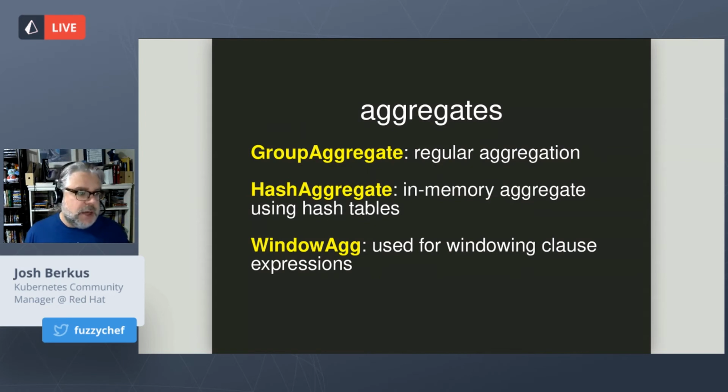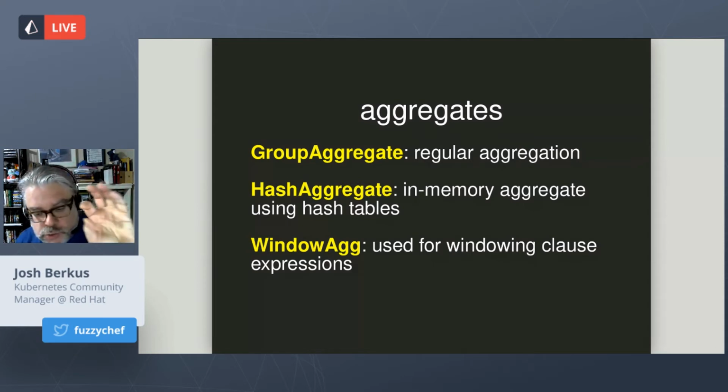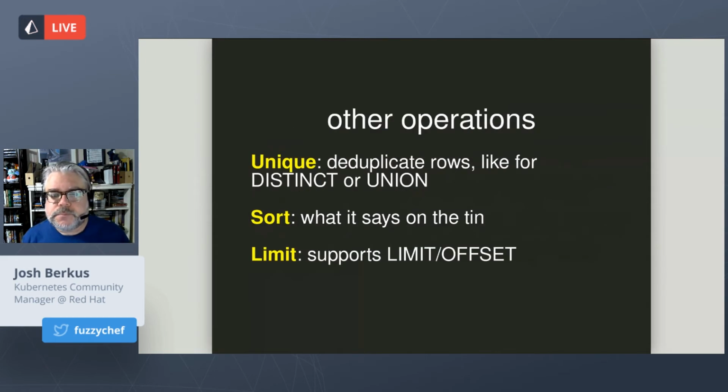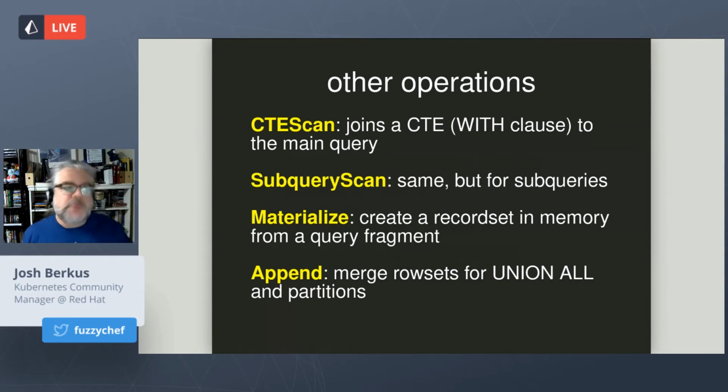Then there's aggregates, and this is for aggregating data generally as a last step in a query. And Postgres has different ways to execute aggregates in an effort to maximize speed and minimize memory usage. So here's a hash aggregate or a group aggregate. And then there's a bunch of other operations like making data unique, doing a sort, limit for limit offset that can happen in your steps. And then there's a bunch of other miscellaneous operations.